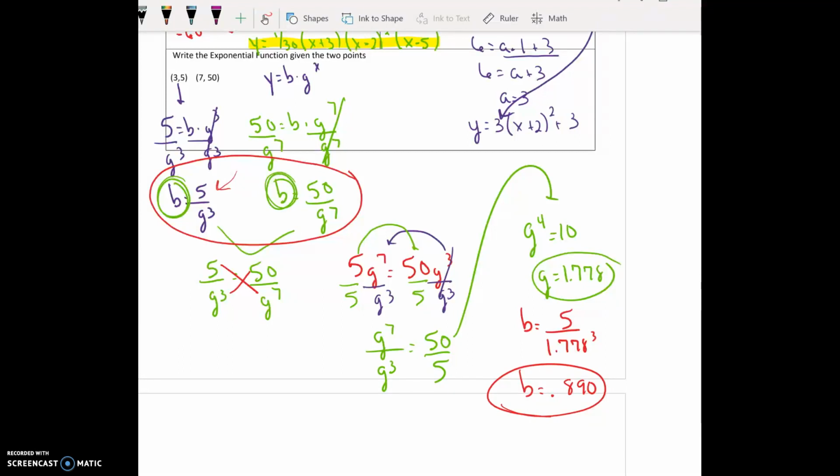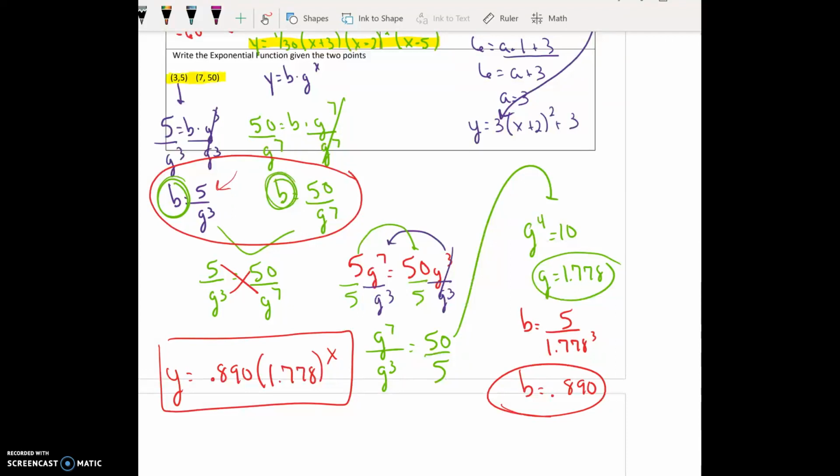So now I can write my equation. Y equals b times g to the x power. And if you go to your graphing calculator and type this in, you should see values that are really close to the original values that we started with. They won't be quite exact, but that's just because we rounded these numbers over here. Okay, and that's it. That is those pages for the review.